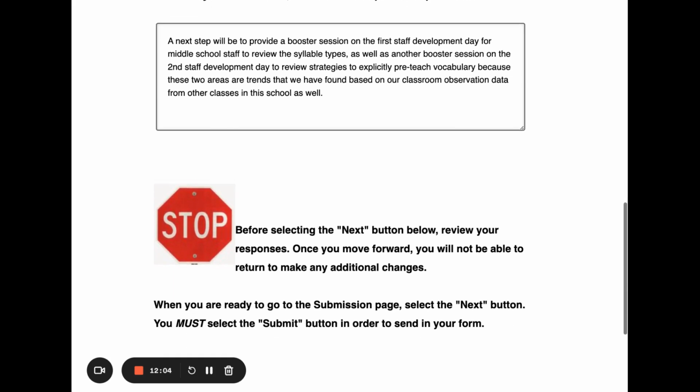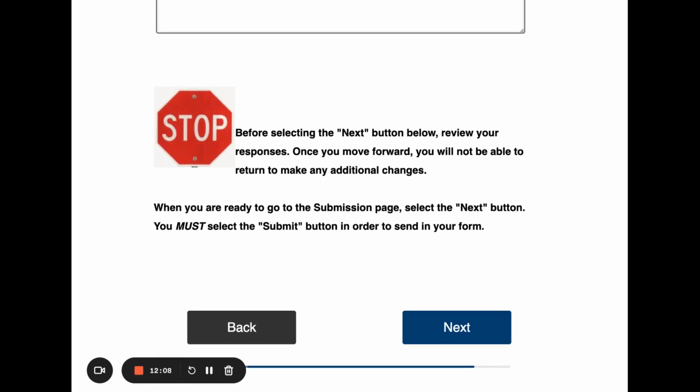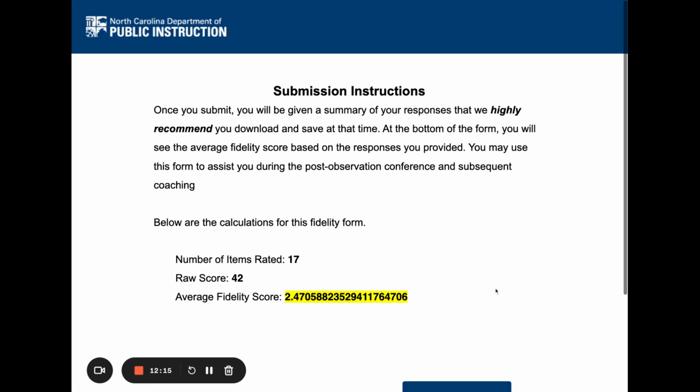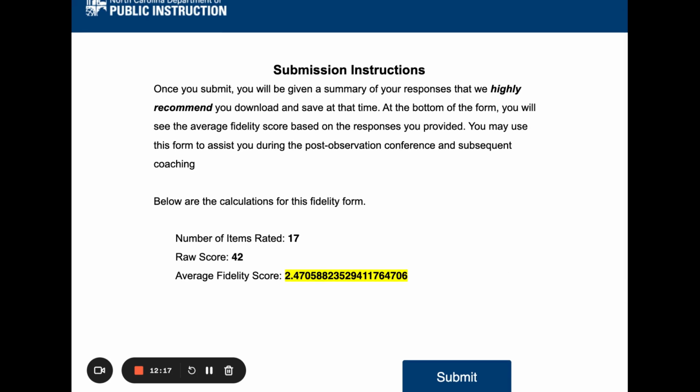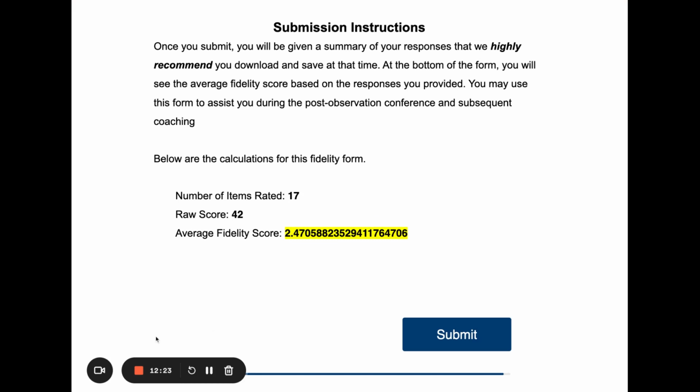Remember, once you submit, you can't use the back button. On this page, you'll see the submission instructions. So now that I'm here, you'll notice I don't have the back button. I can't go back into the sections in order to find any information. I must hit submit in order to complete the observation.